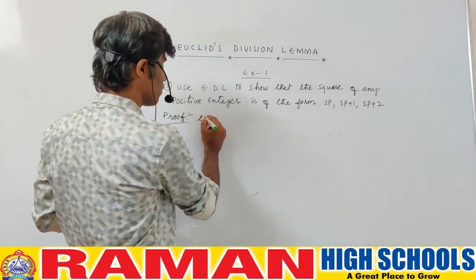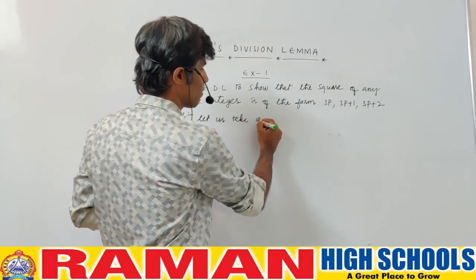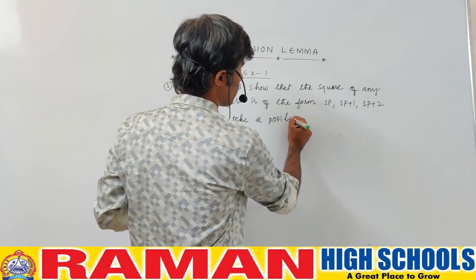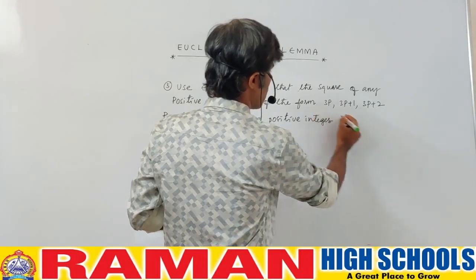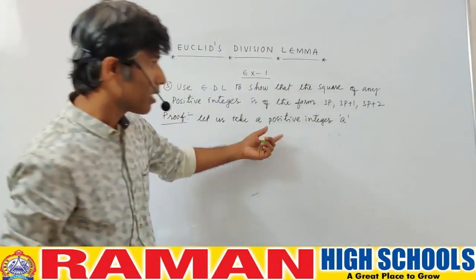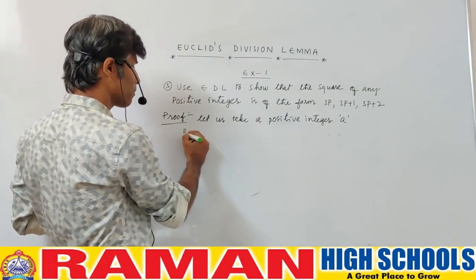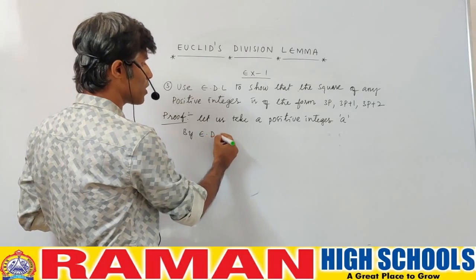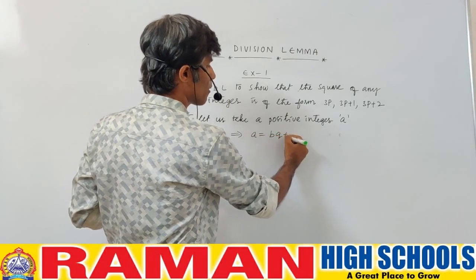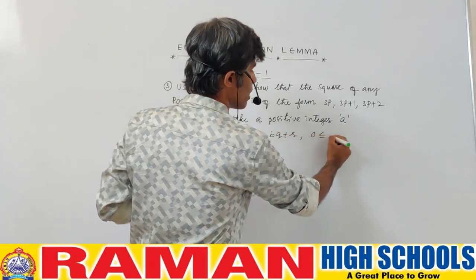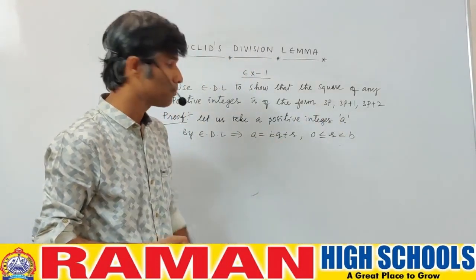Now let us take a positive integer a. By Euclid's division lemma, we have a equals to bq plus r, where 0 is less than or equals to r less than b. This is what Euclid's division lemma is.